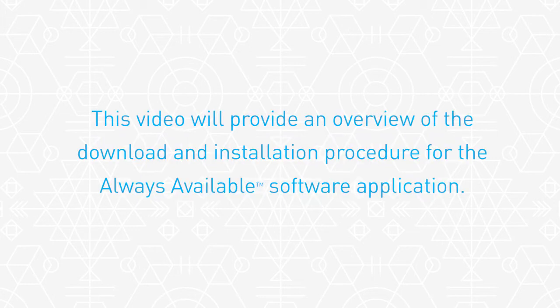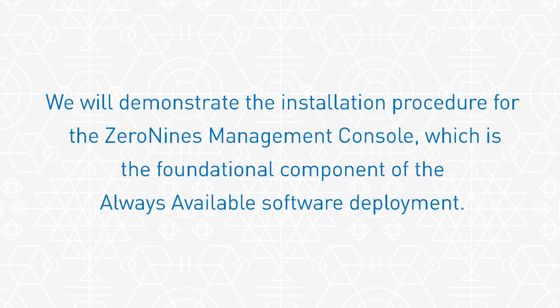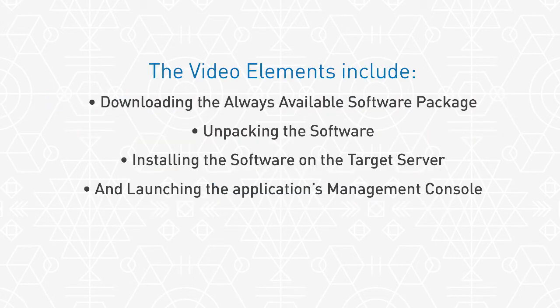This video will provide an overview of the download and installation procedure for the always available software application. We will demonstrate the installation procedure for the ZeroNines Management Console, which is the foundational component of the always available software deployment. The video elements include downloading the always available software package, unpacking the software, installing the software on the target server, and launching the application's management console.